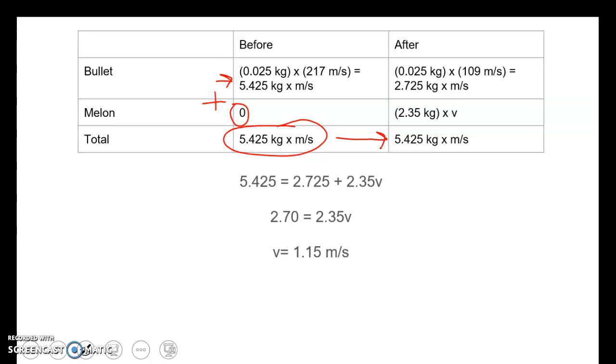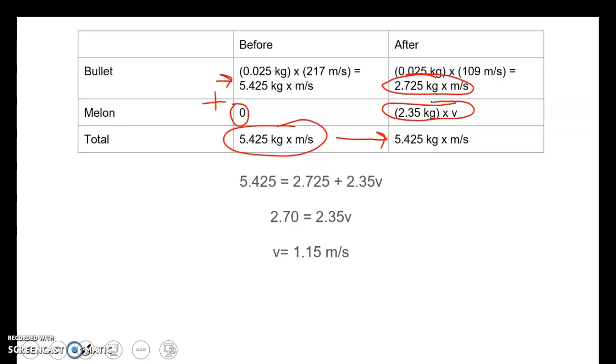We know the momentum of the bullet after the bullet goes through the watermelon, because it slows down. So the momentum goes down. So the momentum lost by the bullet will be picked up by the watermelon. What we have to find is the velocity of that watermelon afterwards.